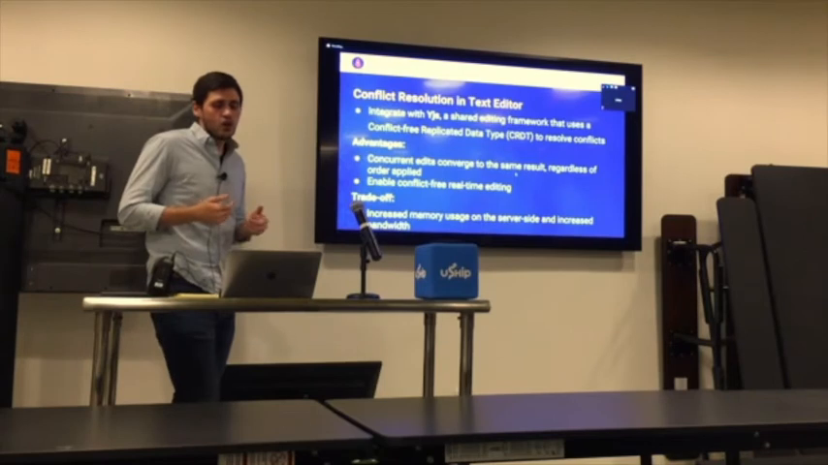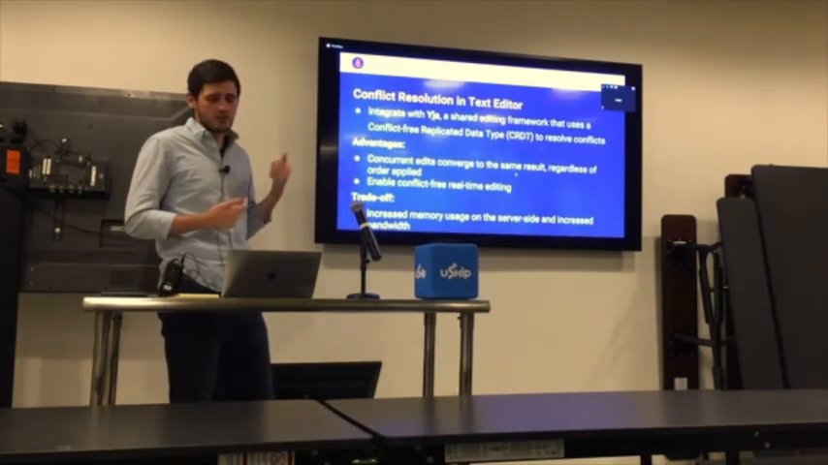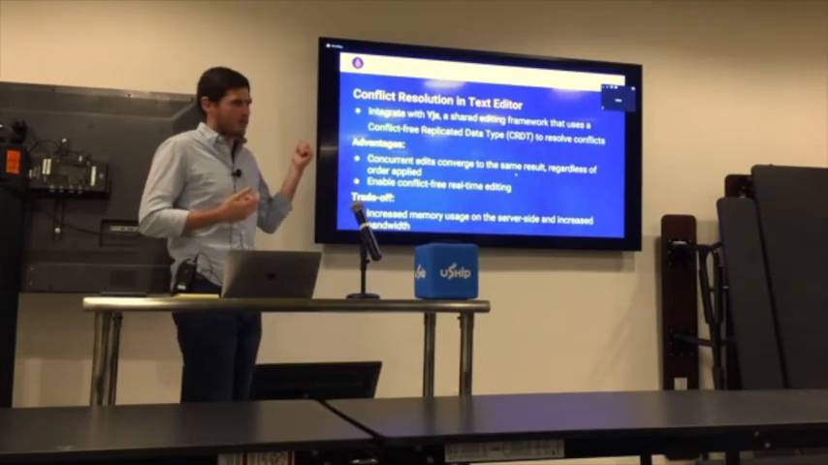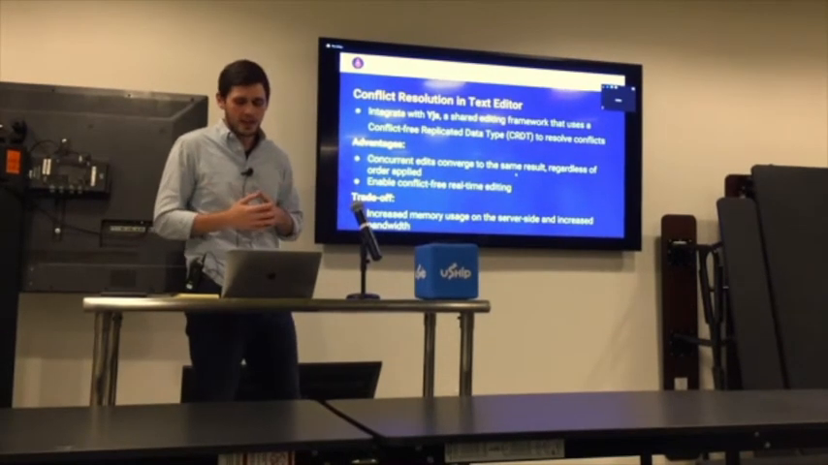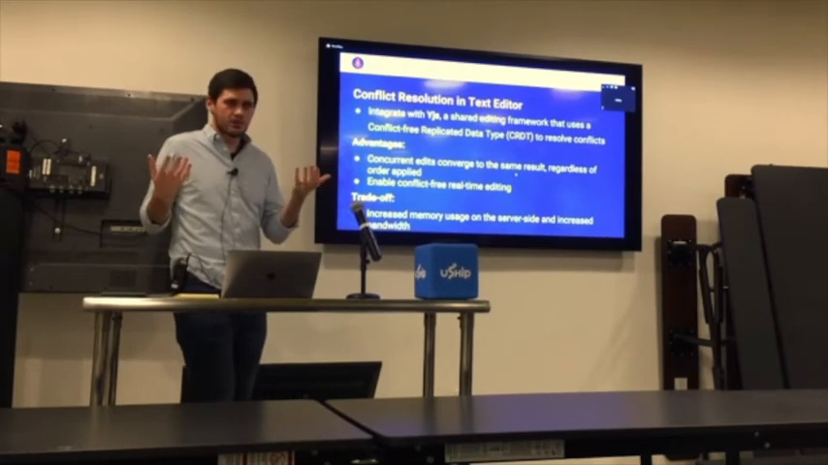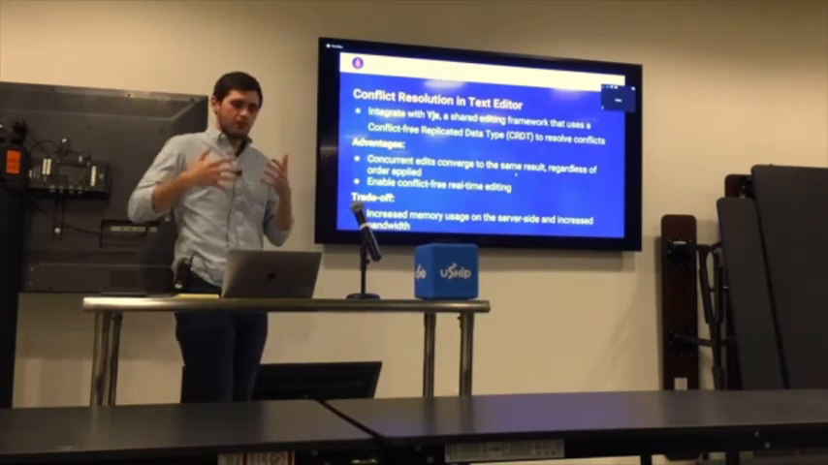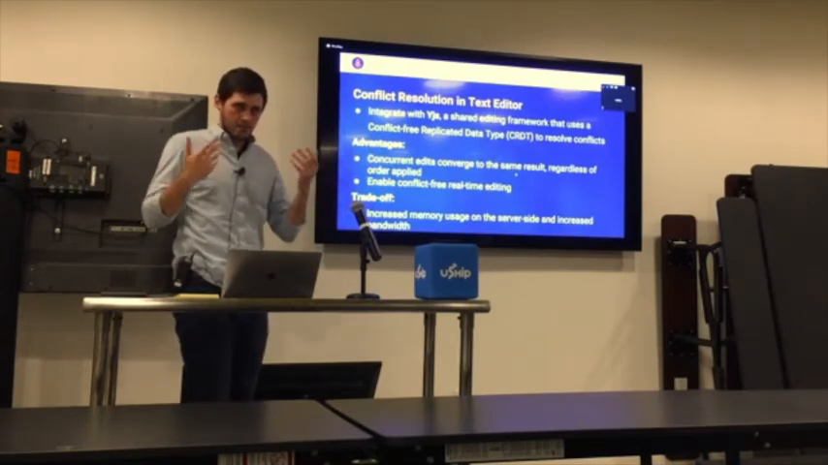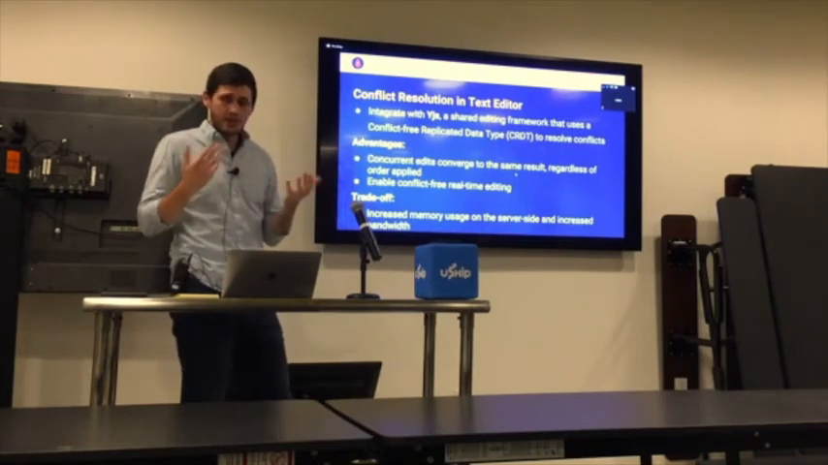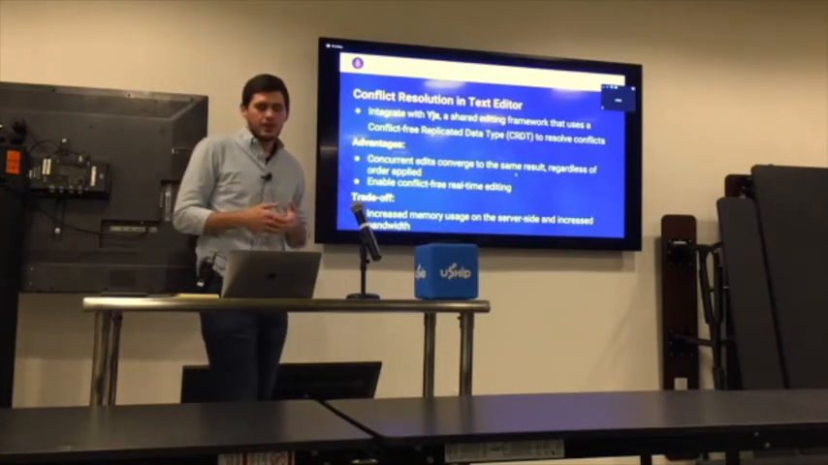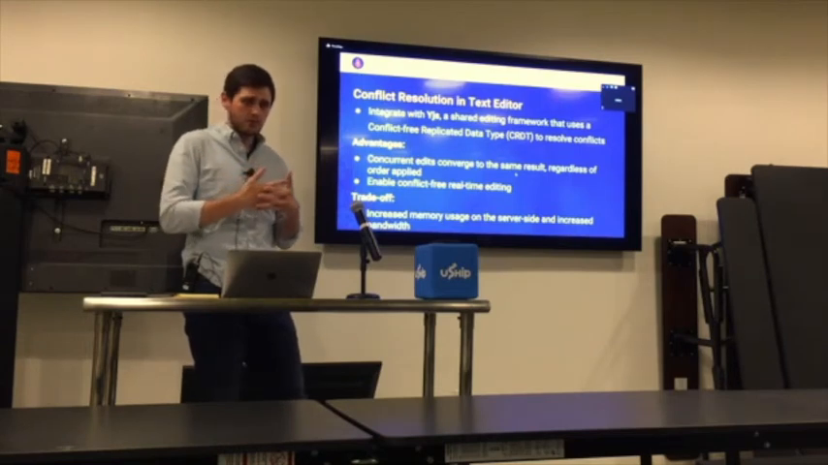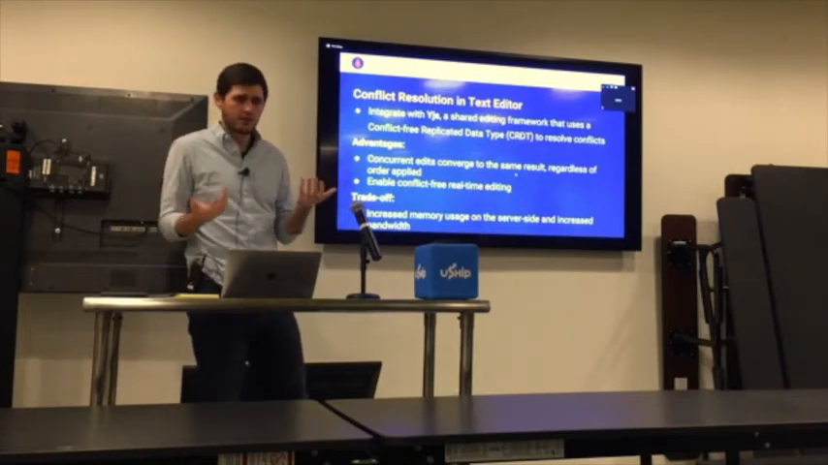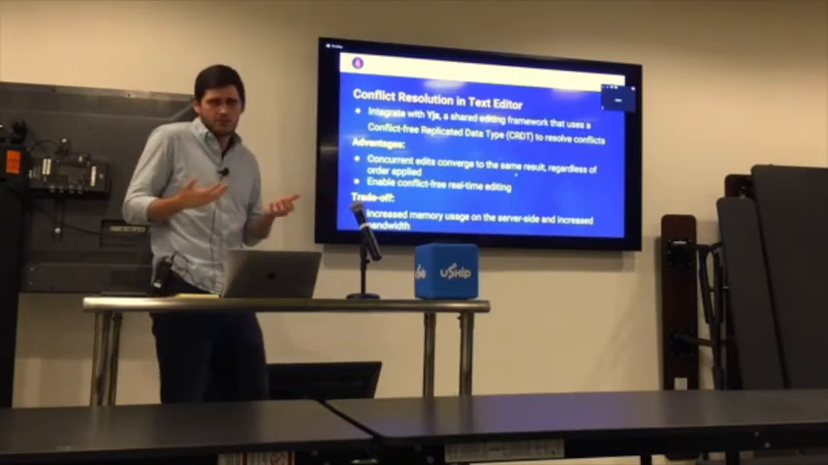So for this, we actually chose to offload it to YJS, which is a shared editing framework that uses what's called a conflict-free replicated data type, or CRDT. They're pretty complicated, and basically what they do is they receive all these updates, they perform some operations, and they say, okay, I'm going to insert everything where it needs to be, and give you the exact same display. So then, when you use the CRDT, your concurrent edits converge to the same result, and it doesn't matter what order they're applied. So we then get conflict-free real-time editing just as a result.